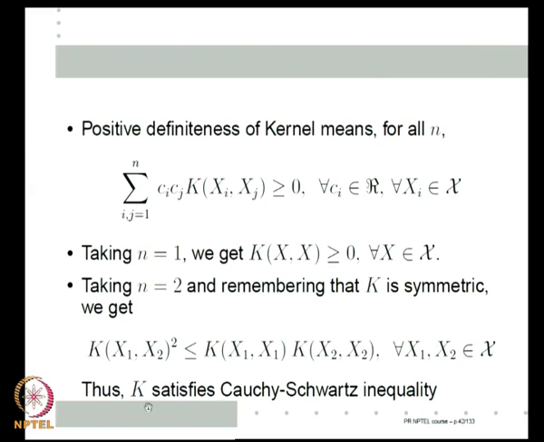Of course, the Cauchy-Schwarz inequality does not mean that there is a space and a function phi such that k(x1, x2) is phi(x1) transpose phi(x2), but certainly the function k, by virtue of it being a positive definite kernel, satisfies the Cauchy-Schwarz inequality. Okay. This is going to be very important for us later on in studying positive definite kernels. Okay.